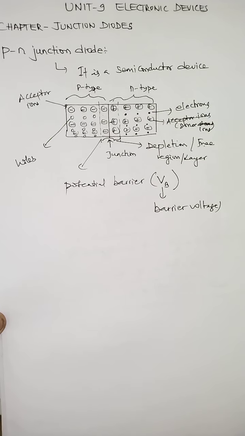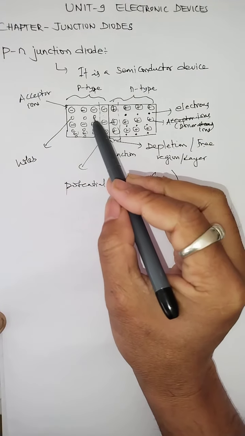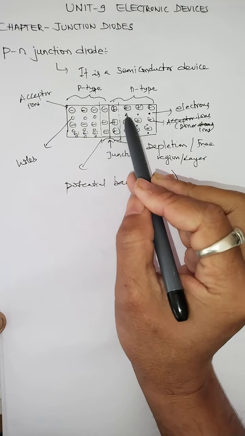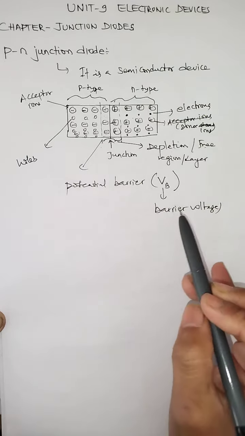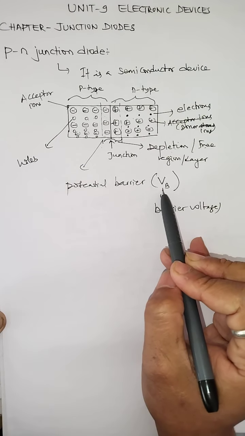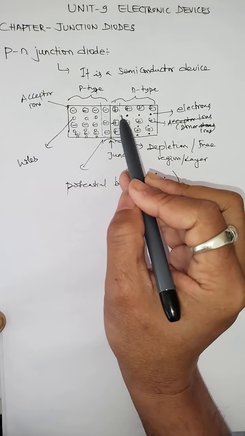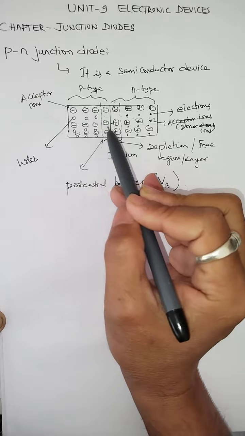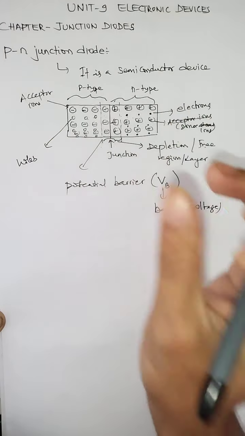Now in this case, if any holes have to move from p-type to n-type, or any electron has to move from n-type to p-type, they have to get a voltage equal to how much voltage? Barrier voltage. Otherwise the holes from p-type cannot cross to the n-type, or electrons from n-type cannot cross to the p-type. That's why, as soon as the p-n junction is formed, barrier voltage is always maintained.